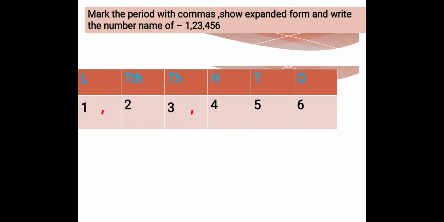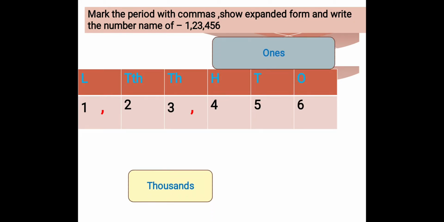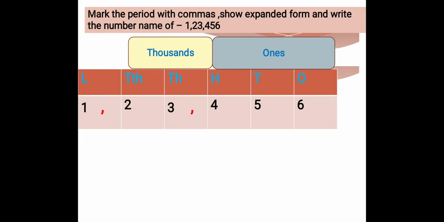Another question, mark the period with commas, show the expanded form and write the number name of. So we have already marked it with commas and placed it into the place value chart. This is the period of ones, thousands, lakhs. We know these are the periods, places.